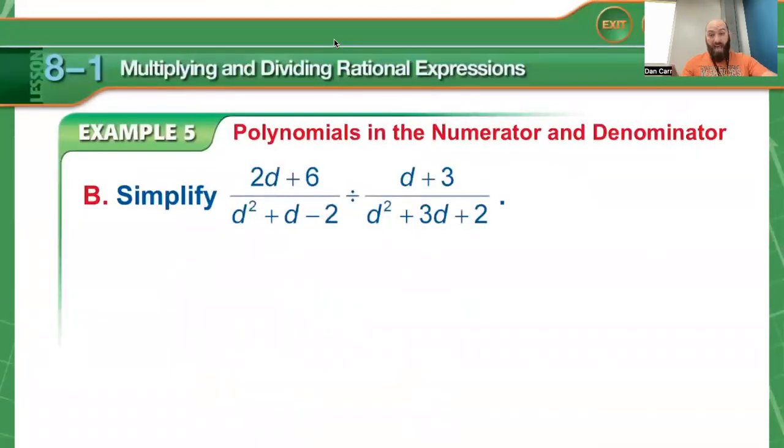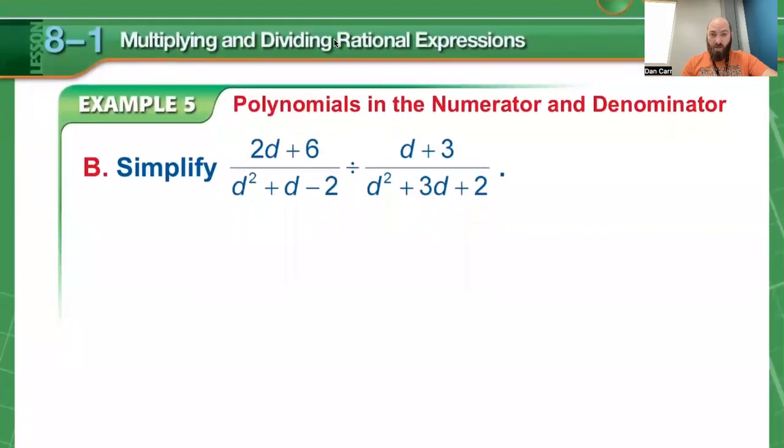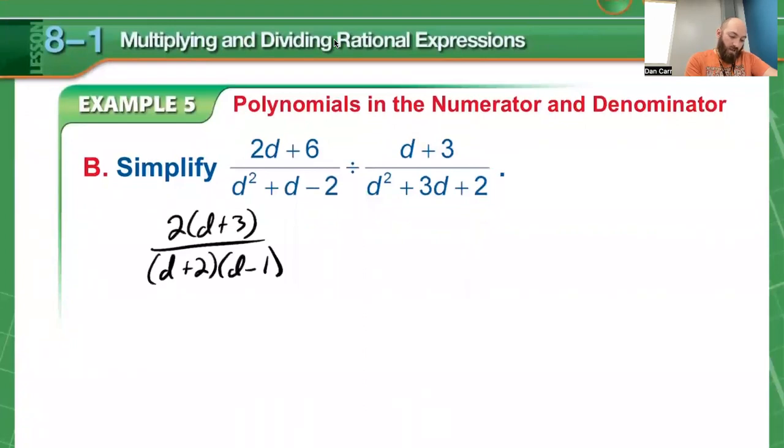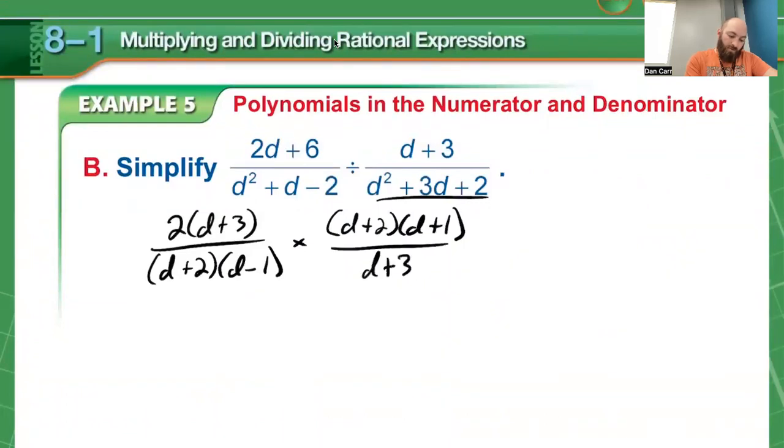As we did before with polynomials, we need to make sure that we factor out all of our expressions. I'm going to do that in 2 steps here. I'm going to factor everything and I'm going to flip this one. So I'm going to factor out a 2 from 2d and 6. So I have 2 times d plus 3. My denominator is going to be made up of, let's see, d squared plus d minus 2. That will be d plus 2, d minus 1. We're going to multiply it by, factor this out, d squared plus 3d plus 2 will be d plus 2, d plus 1. And then my denominator will be d plus 3.